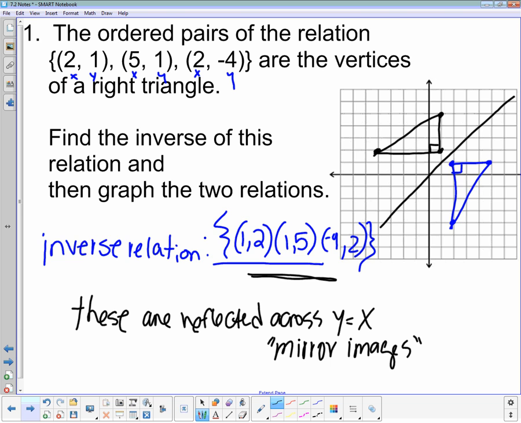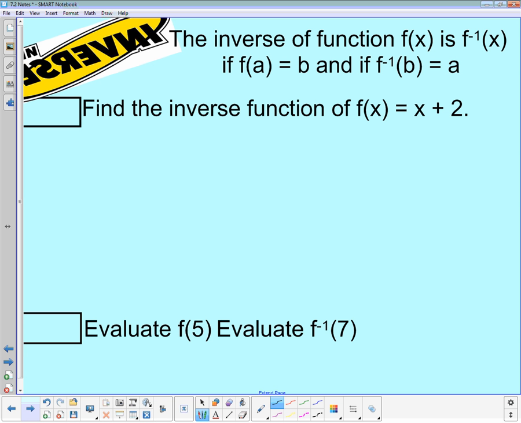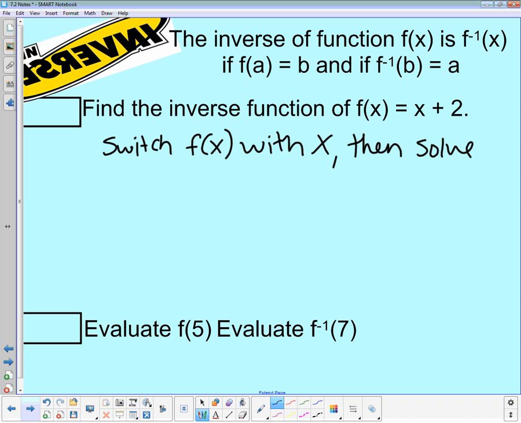A couple other notes here. The inverse of function f of x is f to the negative 1 power of x. We call it f inverse of x. If f of a equals b, then f inverse of b is equal to a. The first thing we're going to do is find the inverse of f of x equals x plus 2. We're going to switch f of x with x and then solve for f inverse of x.